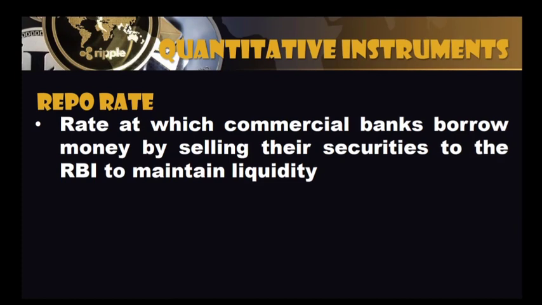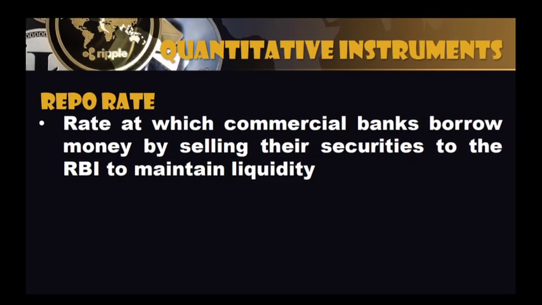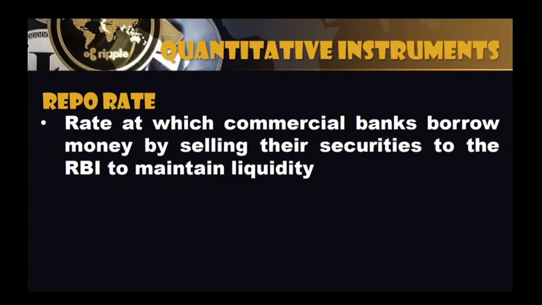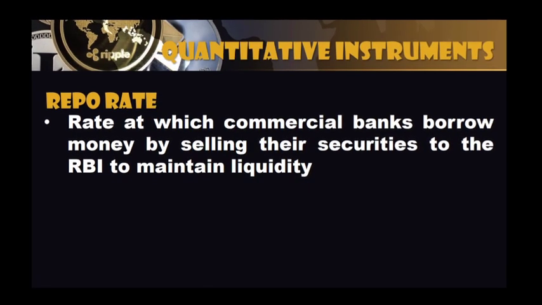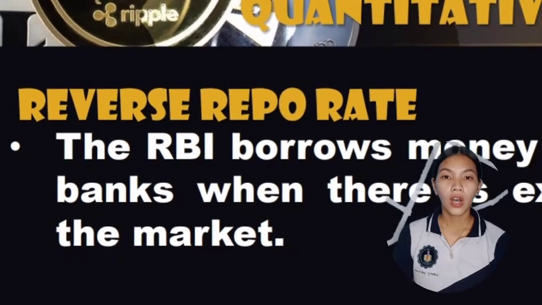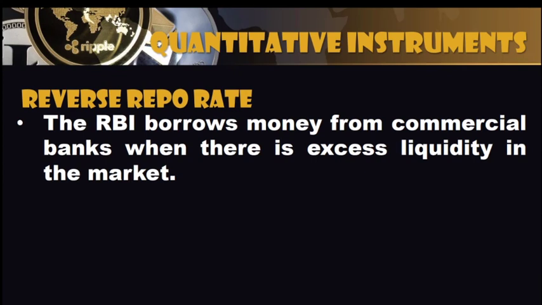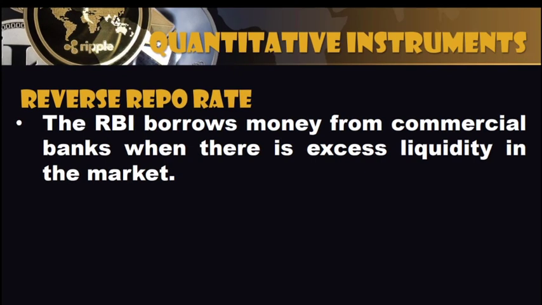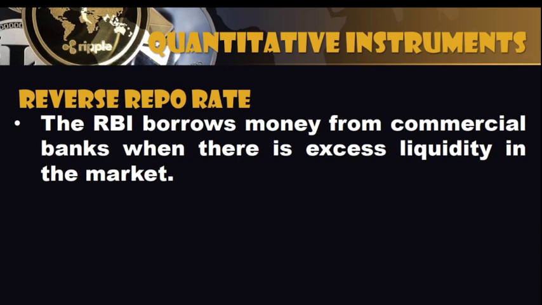Here, commercial banks sell their securities in case there's a shortage of funds or due to some statutory measures. It is one of the main instruments to keep inflation under control. On the other hand, we also have the reverse repo rate. The Reserve Bank of India borrows money from commercial banks when there is excess liquidity in the market.